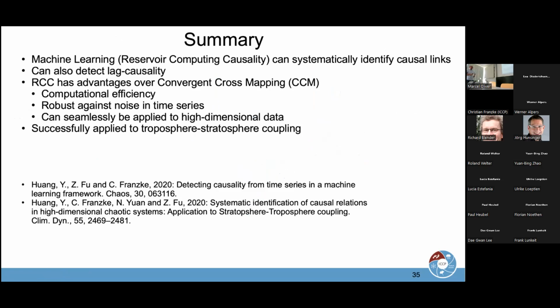Okay, just to summarize, I introduced a couple of methods for causal mechanism identification. One was convergent cross mapping, which is applicable to nonlinear systems compared with Pearson correlation or Granger causality, or this machine learning, reservoir computing causality. They both work relatively well also for complex systems. They can also detect lack of causality, but reservoir computing has some advantages. It's computationally much more efficient, much more robust against noise in the time series, and can be applied in a probably more seamless way to high dimensional data. And I also successfully applied this to Stratosphere-Troposphere Coupling.